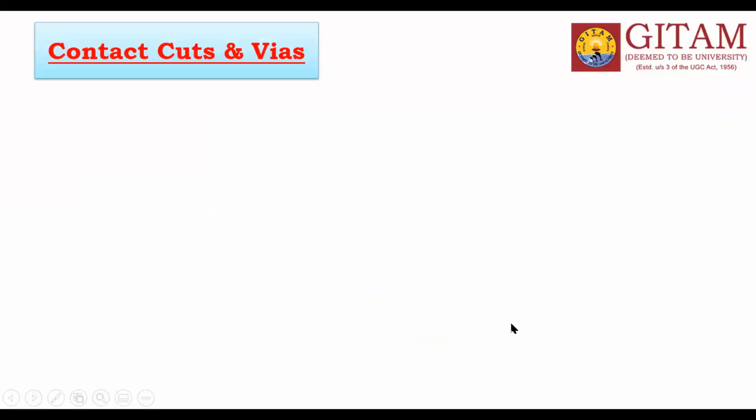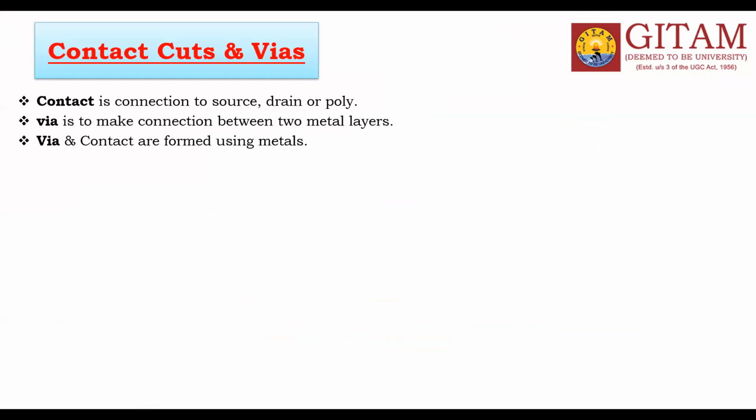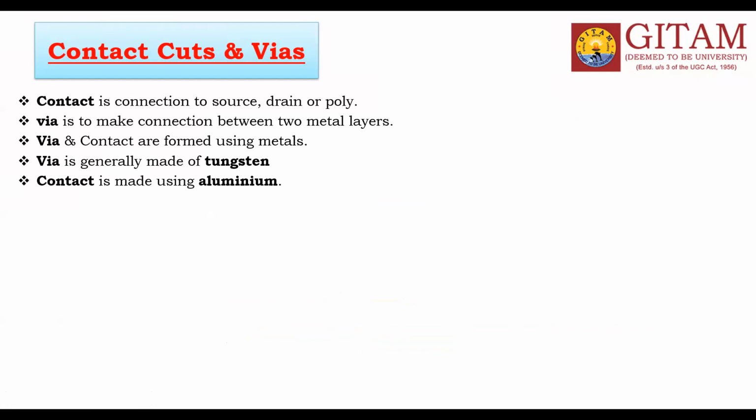So yesterday we started the different types of contacts made between the different materials or layers. Out of that, the contacts, vias, buried contacts, and butting contacts are the major types. There is a small difference between the via and cut.